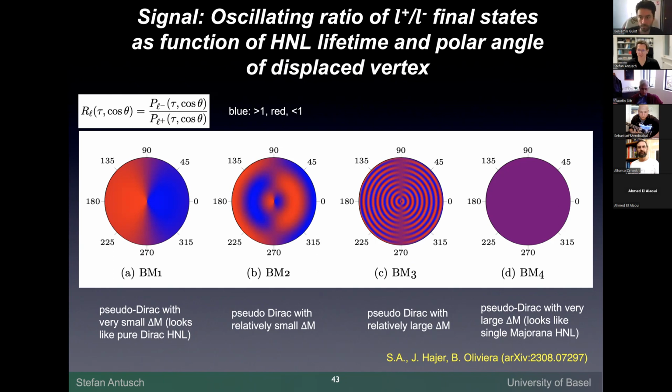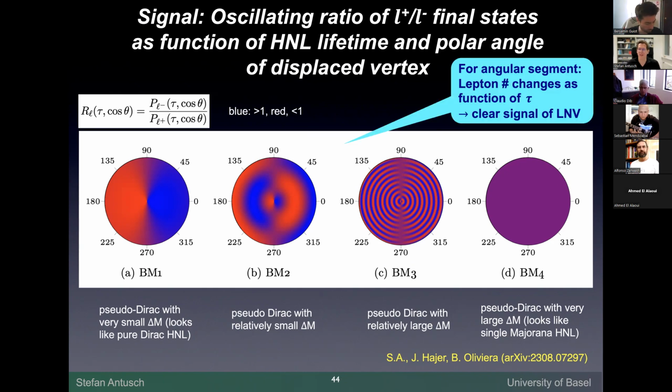Okay, so this would also be a very nice signature and gives you nice sensitivities at the FCC-ee. It also actually is a way that you can unambiguously say that you're lepton number violating, which I think is also important. So when you look at an angular segment here, then you see you really have a change in the number of lepton number violating and conserving decays. And this is only possible if lepton number is really violated. Whereas on the other hand, if you would not have any oscillations, in particular for the Majorana case, where you do have lepton number violation, you see no modulations, you see just some flat distribution, and it's not unambiguously clear that this actually comes from a Majorana HNL and not from something else.